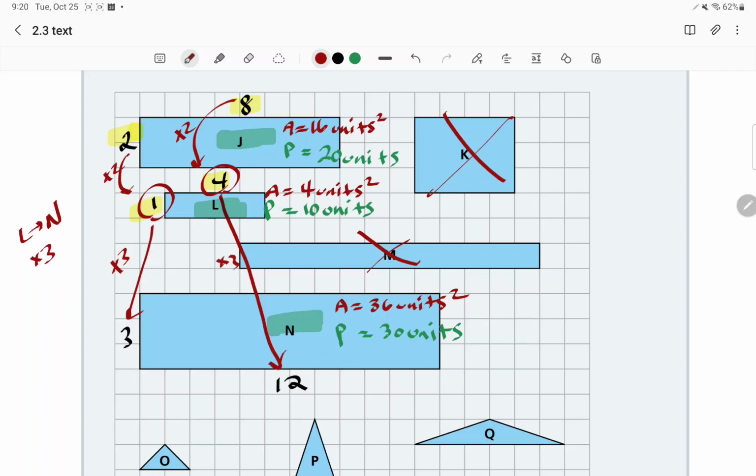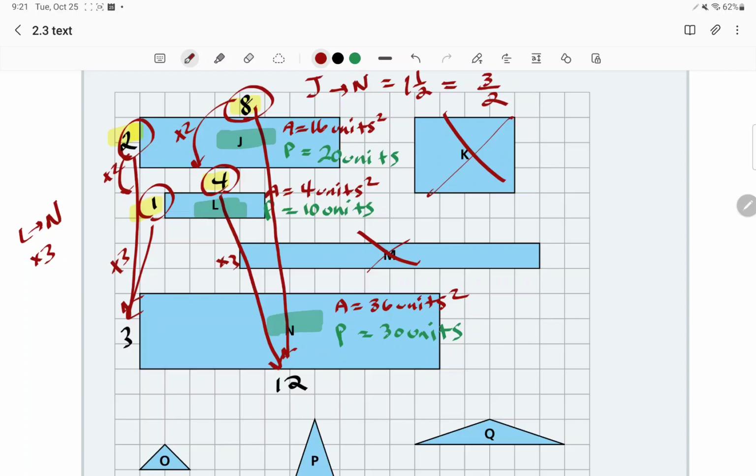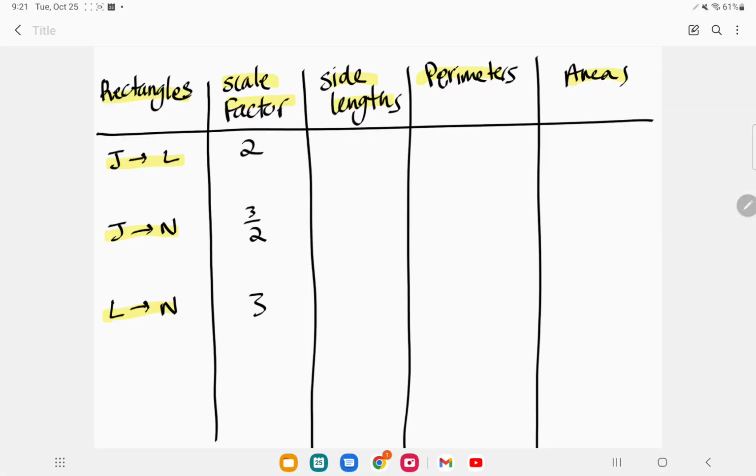But now if we go from J to N, this is a little trickier, right? Our scale factor, you're going from now 8 to 12 and 2 to 3, and that ends up being 1.5, but we're going to write that as 3 over 2. So L to N, our scale factor is 3, and J to N, our scale factor is 3 over 2. All right, so we have those in there.